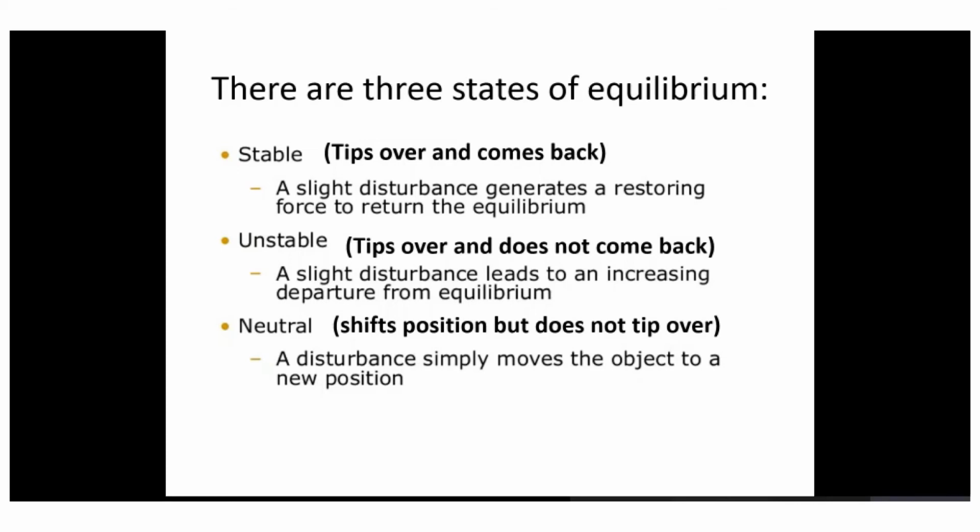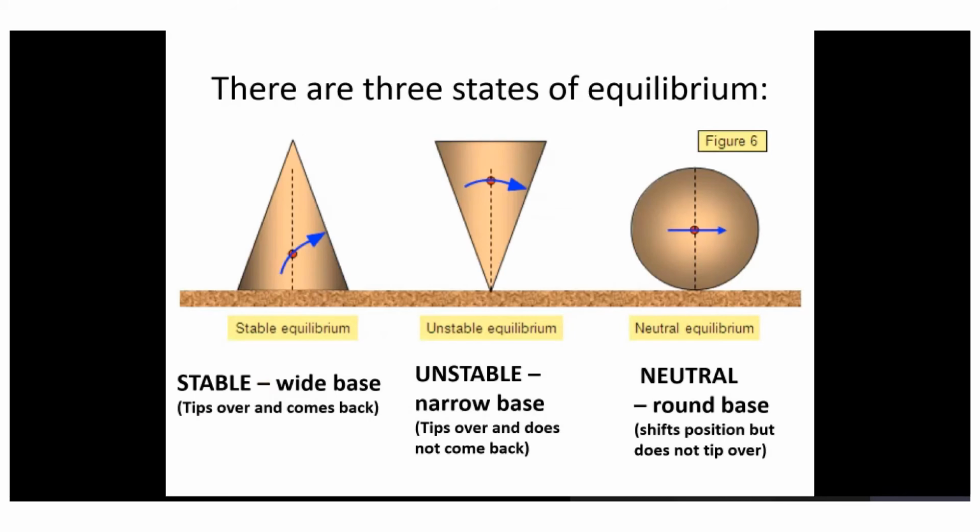Let's take a look at what objects in those three states might look like. All right, so here's the first one here, stable equilibrium. Notice that it has a wide base, okay? If you tip that over, it will lift up off the ground similar to the car, but it will come back down. Restorative forces will act on it to bring it back to its original position.